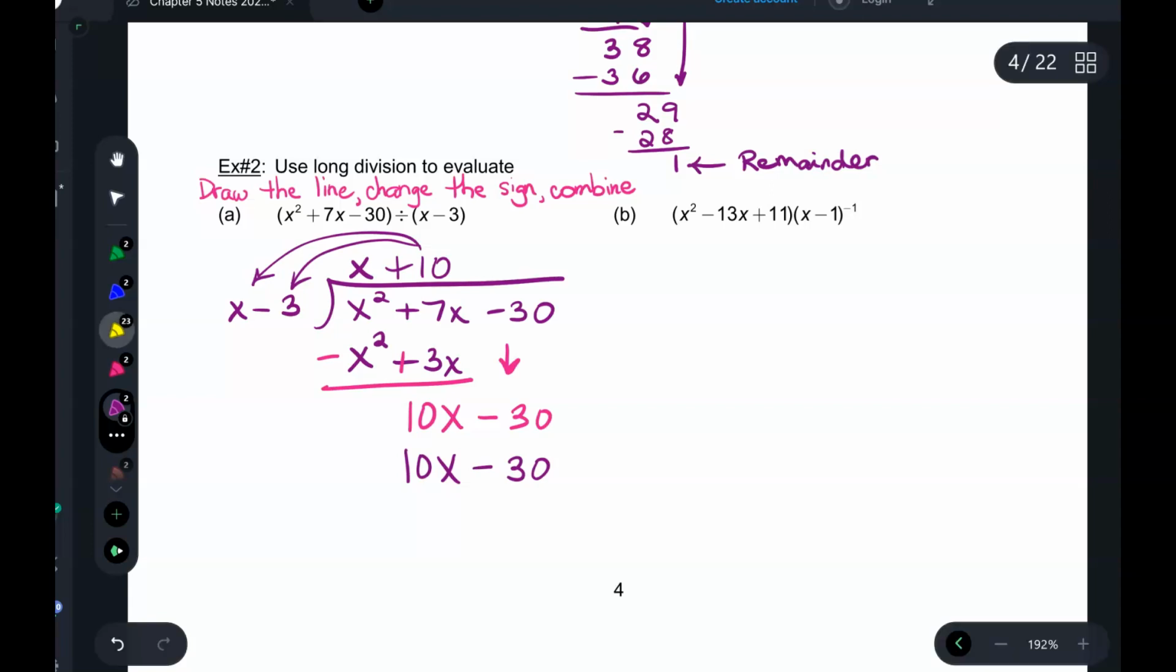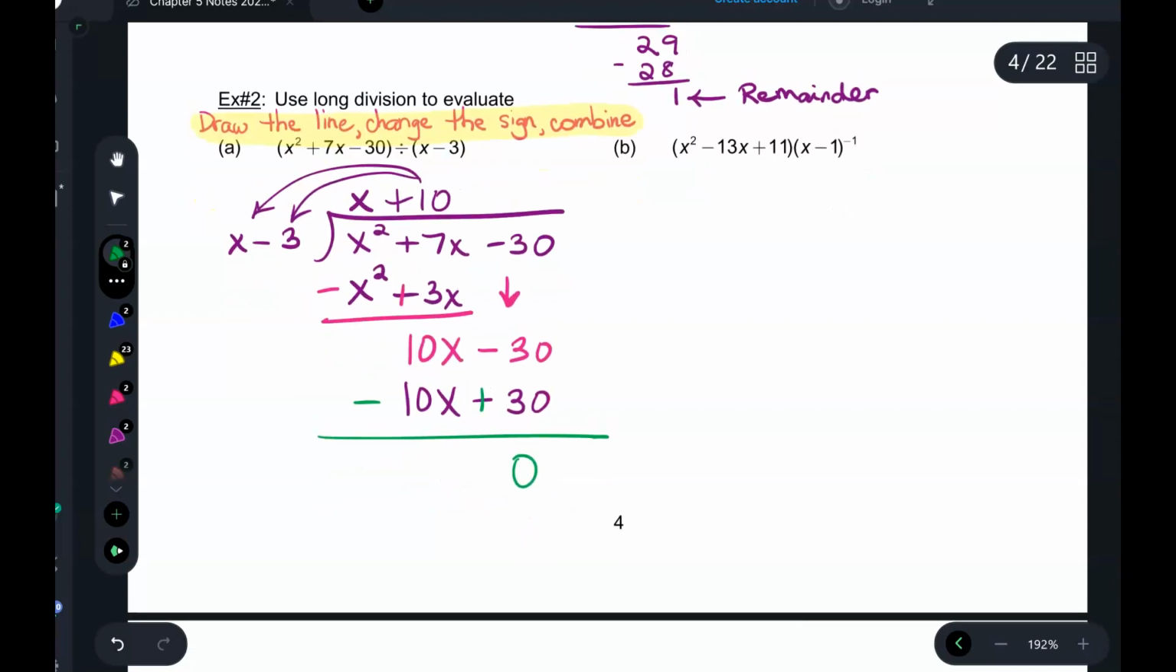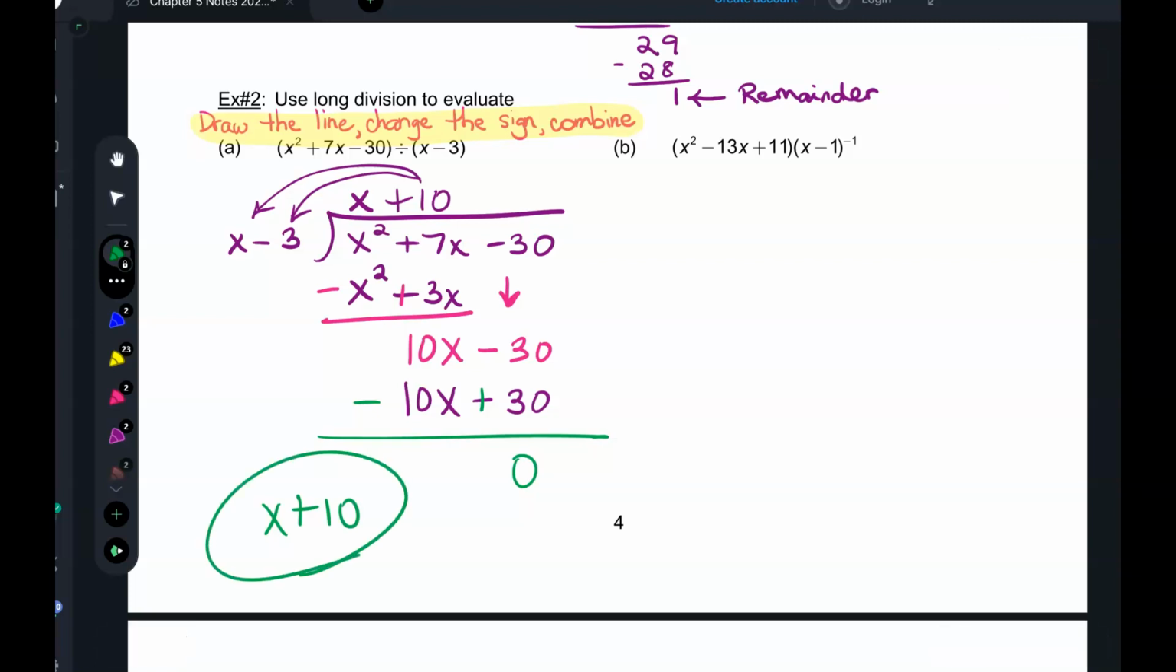Now we're going to do the little draw the line. Draw the line, change the signs on the bottom. We get 0. So what's our answer? X plus 10. Did we have a remainder? No, so we didn't have to worry about it in this case.